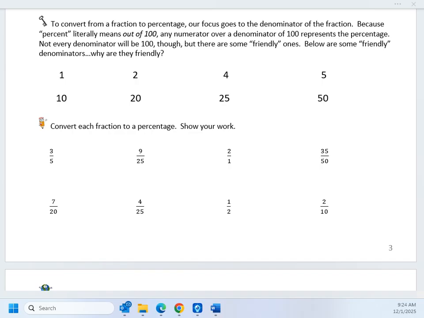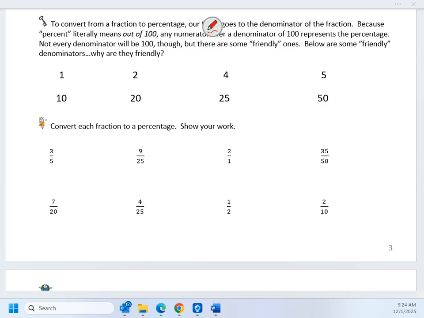Looking at these numbers, 1, 2, 4, 5, 10, 20, 25, 50. Why do you think we call these friendly denominators? Rhoda? Because they're pretty easy to get to 10 or 100. Yeah, because these numbers are easy to multiply up to 100.